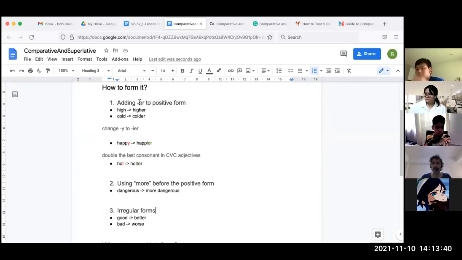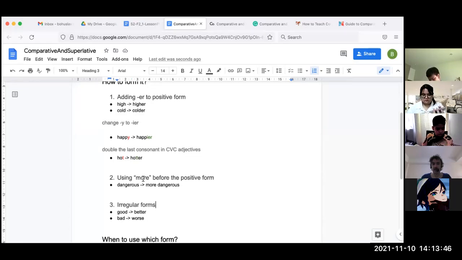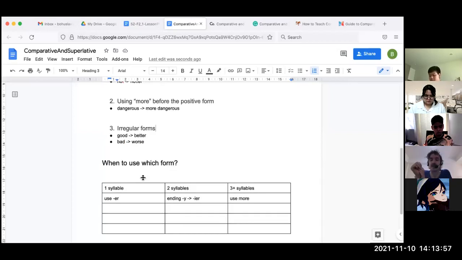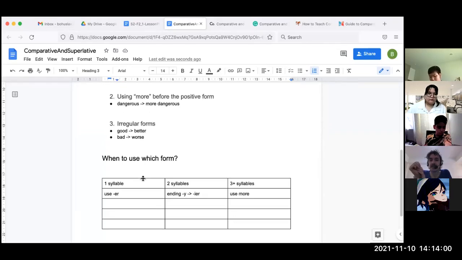But when to use er and when to use more? Well, you can count the syllables. So how many syllables does dangerous have? Somebody tell me how many syllables does it have? Dangerous, how many syllables? 3 syllables. Yes. Correct. Dangerous. We can clap.